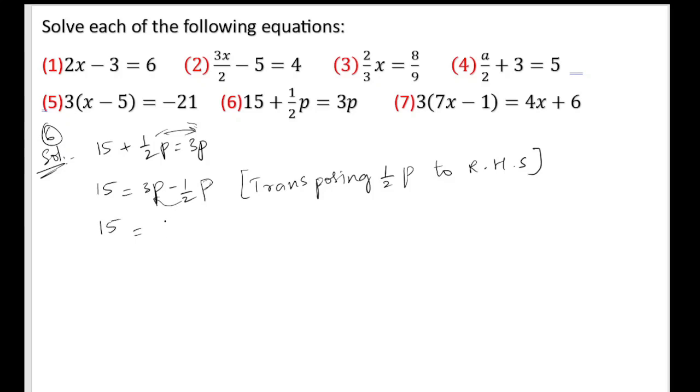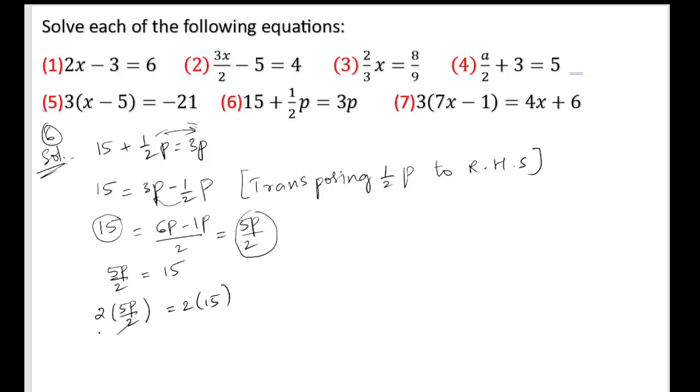But let us write down this. 2 3s are 6. So 6p minus 1p by 2. So that will be 6p minus 1p is 5p by 2. So we have got 5p by 2 is equals to 15. So let us write down 5p by 2 is equals to 15. Now let us remove this 2. This 2 is in division. So we will multiply by 2 on both sides. So 5p by 2 is equals to 2 into 15. So 2 2's are cancelled. So 5p is equals to 2 15's are 30.